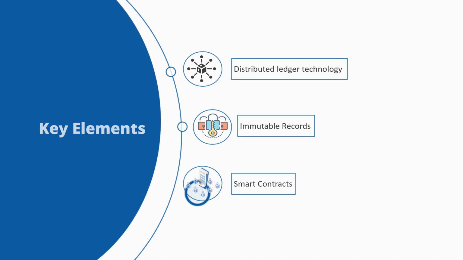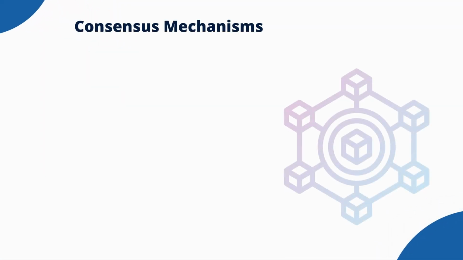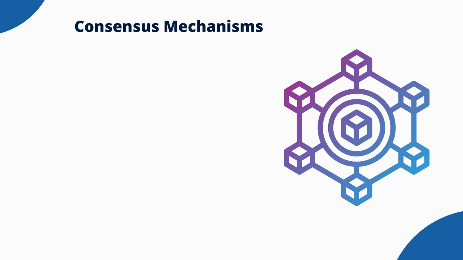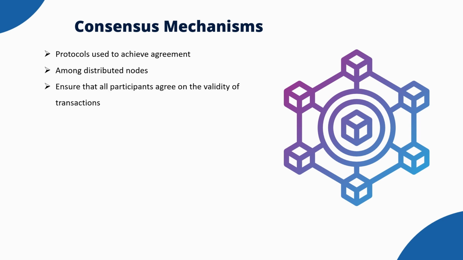Now let's understand what consensus mechanisms in blockchain are. Consensus mechanisms in blockchain are protocols used to achieve agreement on a single data value or a single state of the network among distributed nodes. These mechanisms ensure all the participants in the blockchain network agree on the validity of transactions and the state of the blockchain, thus maintaining the integrity and security of the system.